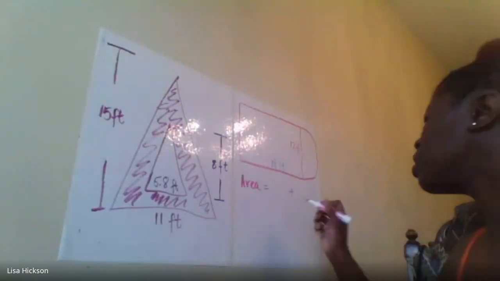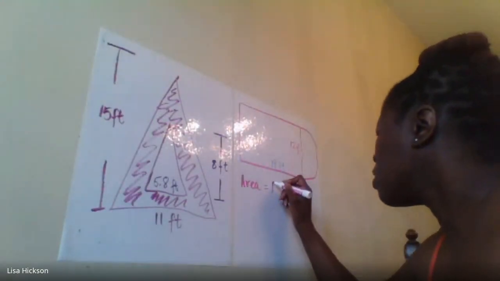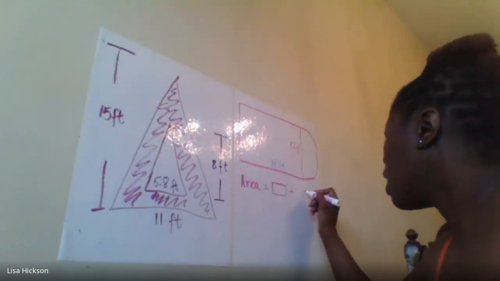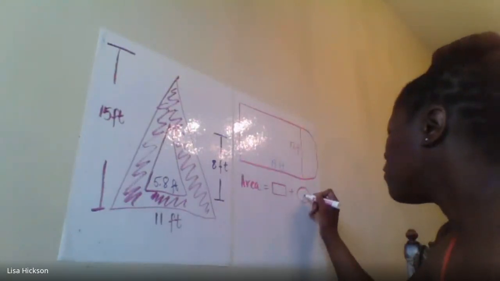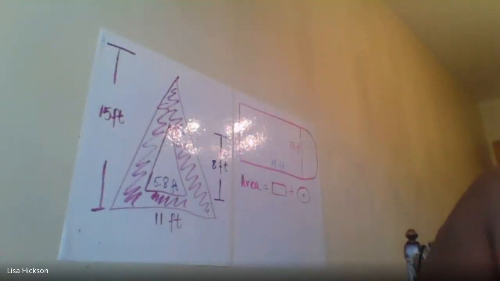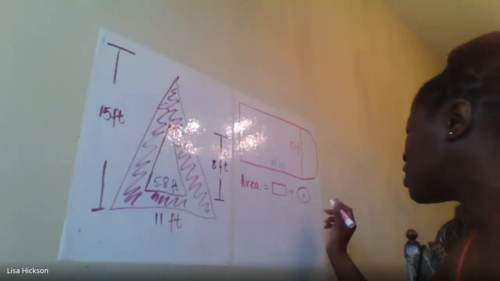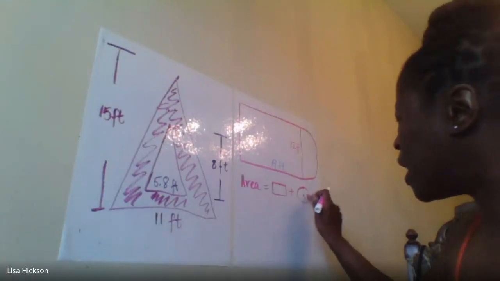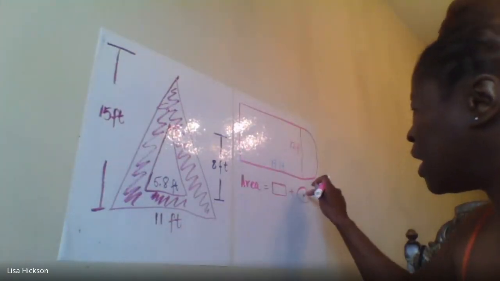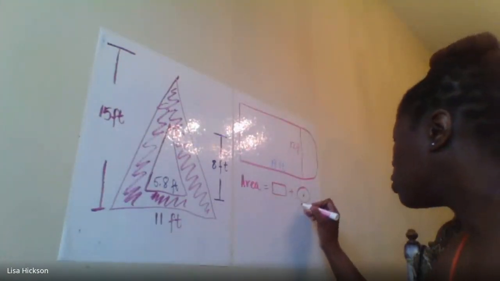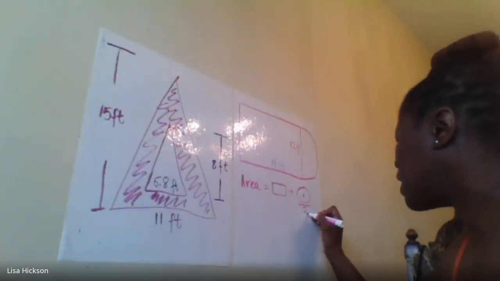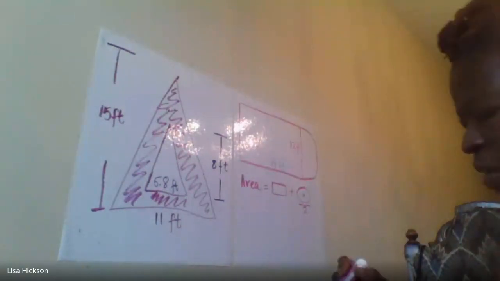Is it a rectangle and a circle? A rectangle and a circle. So we got us a rectangle and we got us a circle. However, is it the whole circle? No. Right. That's right. So it's half a circle. So whenever we find the area of the circle, you know we're going to have to divide it in half because we only have a half a circle.